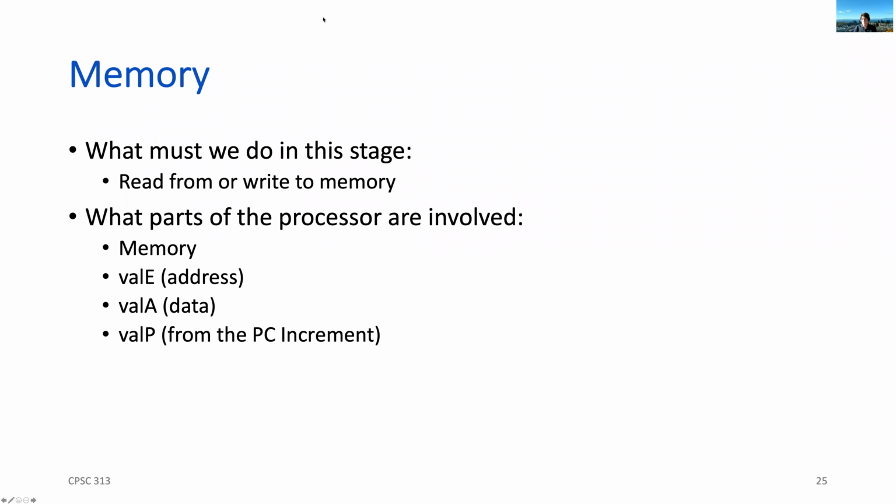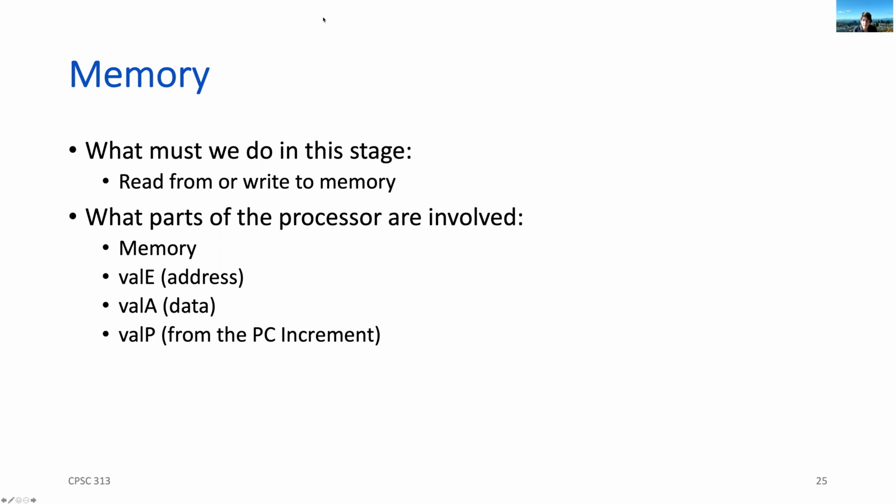Our fourth stage is the memory stage. To a first approximation, it's another simple stage. All we have to do is read or write from memory. So we're clearly going to need to use memory. We need to use val-e that we got out of the ALU because that's how we do address calculation. And then most of the time, we're going to write val-a into memory because that's how we do register to memory operations. But there's a class of operations where we're going to need val-p. And I'll let you think about that while we start to do the implementation.